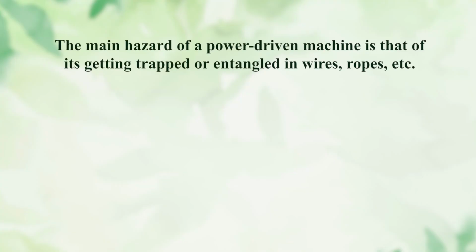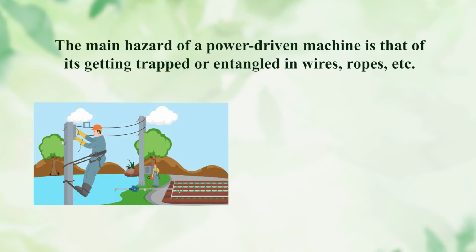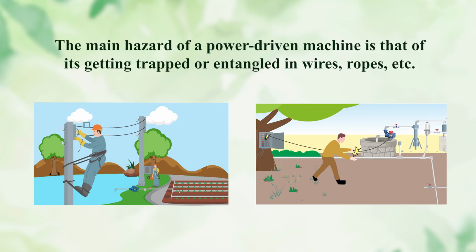For example, the main hazard of a power-driven machine is that of its getting trapped or entangled in wires, ropes, etc. The risk may be high if one does not fit guards to the machine or train the staff in handling it. You all must be wondering, how can risk be assessed to prevent hazards? Let us understand. Risk assessment is a careful lookout at what could be the cause of harm to workers or the other people present on a site.